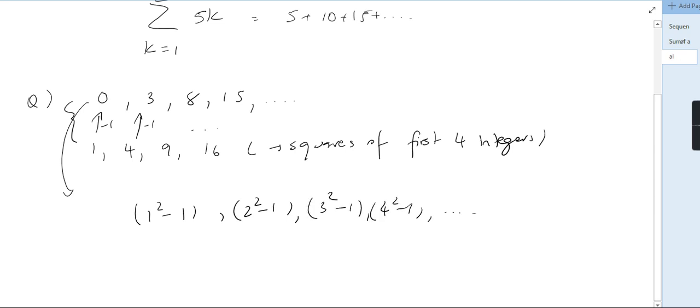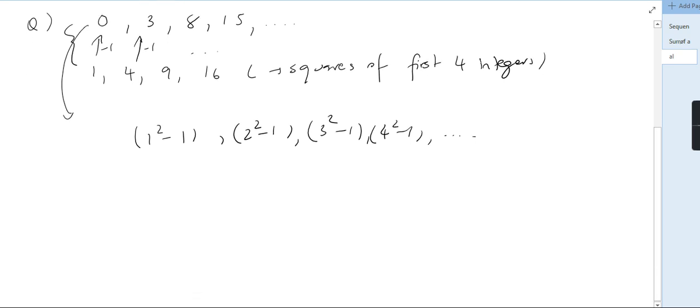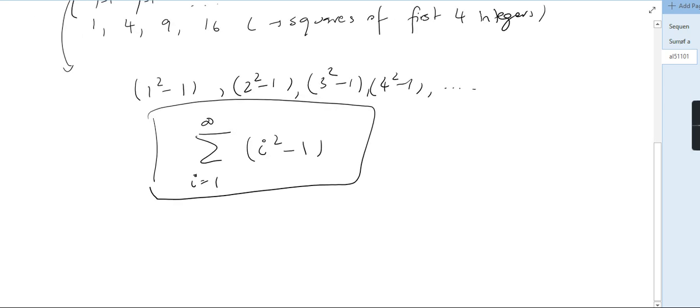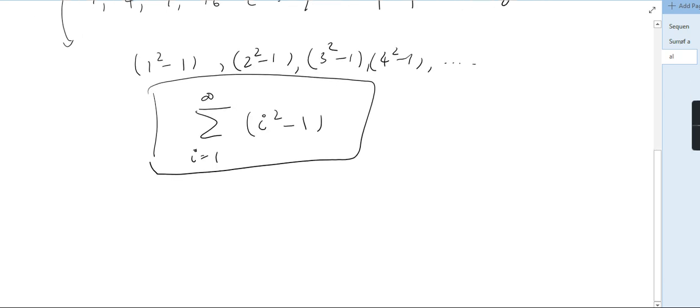This goes on infinitely. So if we want to represent this in the form of sigma notation, we write the summation of, let's say, i equal to 1 of i squared minus 1, and we take this to infinity. This is our answer. This is quite simple, and a bit of practice will get you through it. And yeah, that's it for today. I'll meet you the next time.